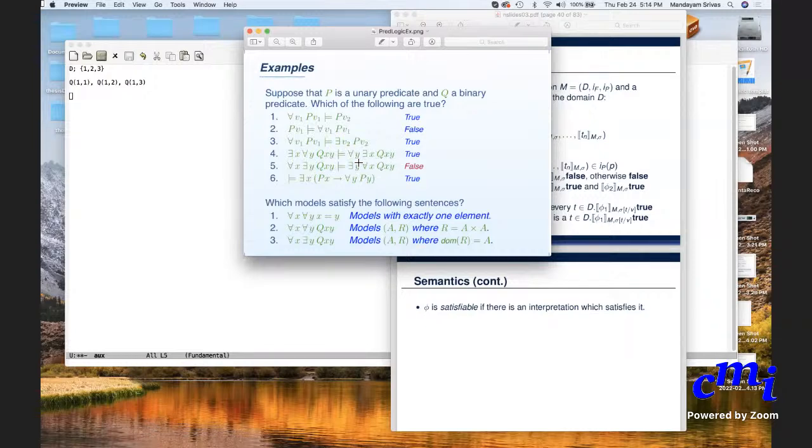That is true. Why? Because for 3, I can choose 1. For 2, I can choose the same one. And for 3, I can choose the same one. For 1, I can choose the same thing. So you see, there might be some X's which are not mapped to anything, in this case 2 and 3, but still the right-hand side of 4 is true. Yes, I got it.